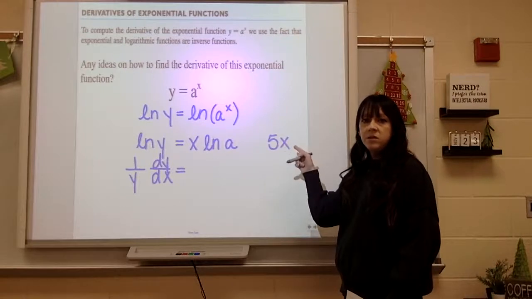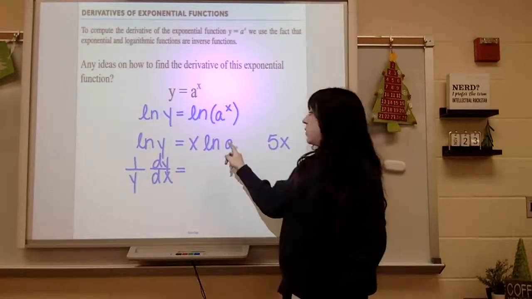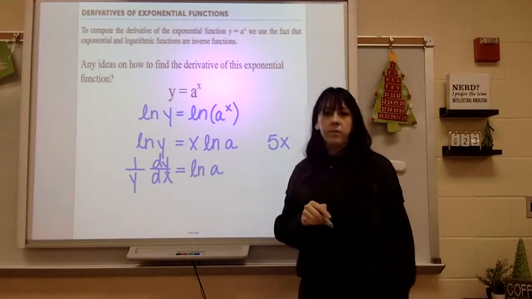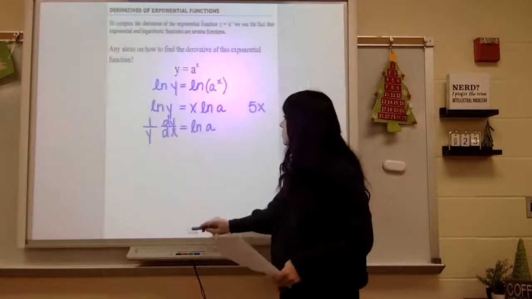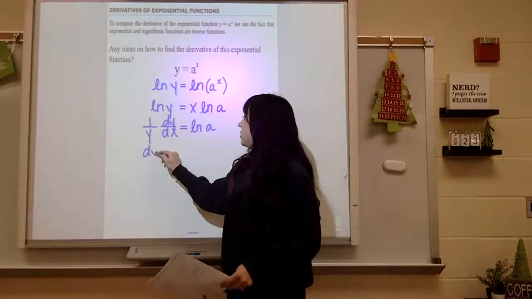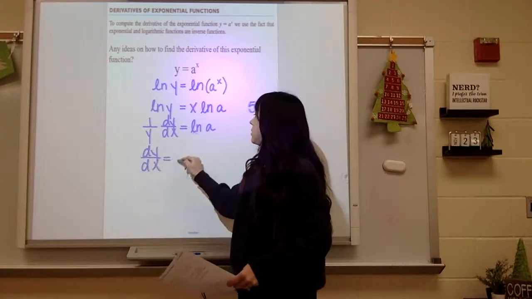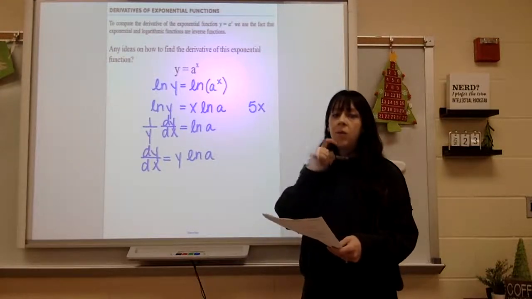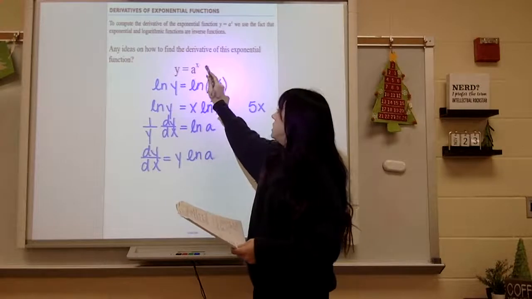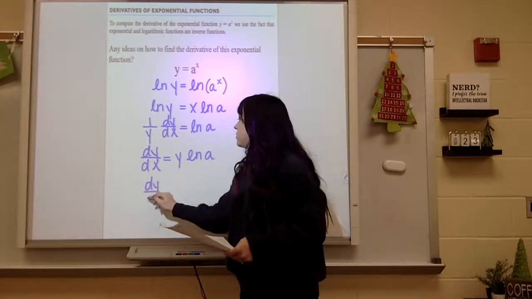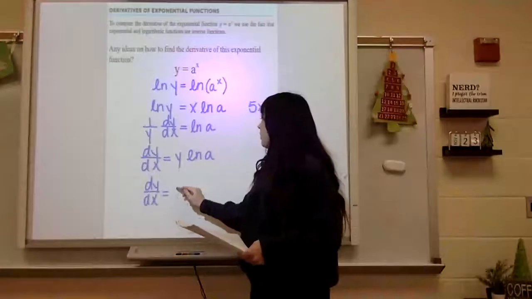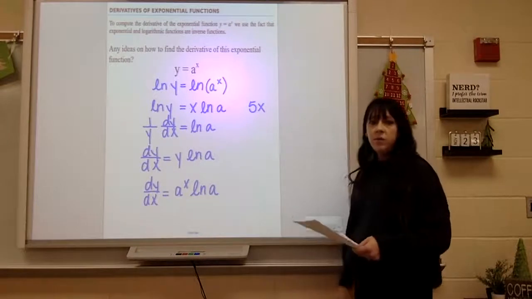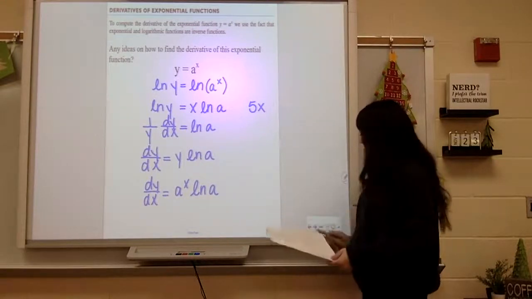What would be the derivative of 5x? That would just be 5, right? So what would be the derivative of ln a x? It would just be ln a. Okay? Multiply the y over, and you get y ln a, and then plug in what y was equal to. Y was equal to a to the x. So you have just created a derivative formula for a to the x. The derivative would be a to the x times ln a.